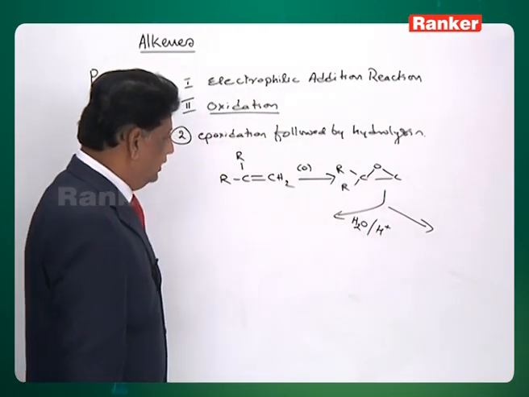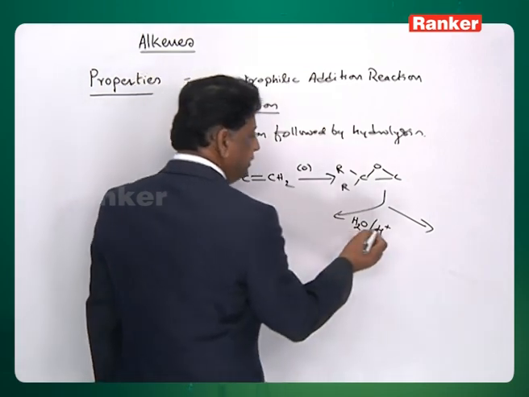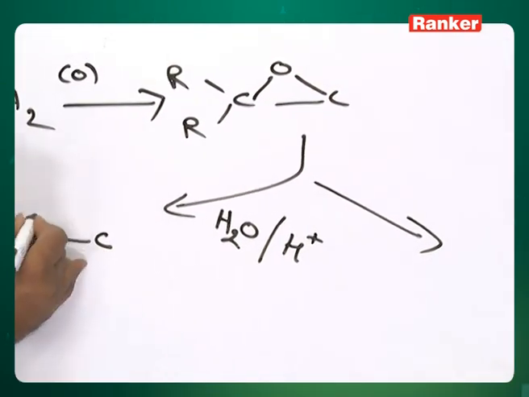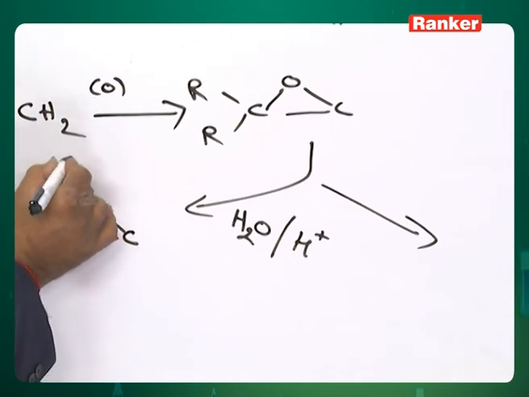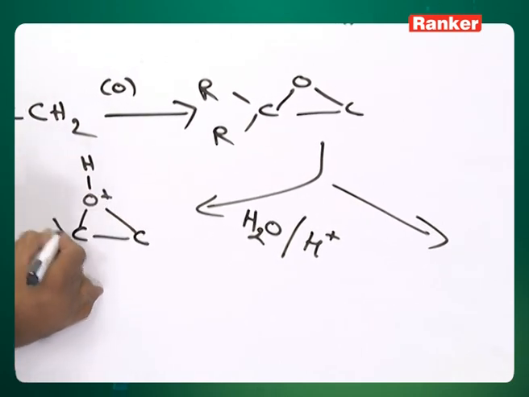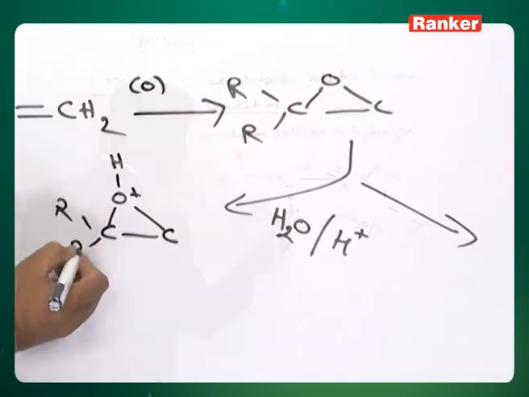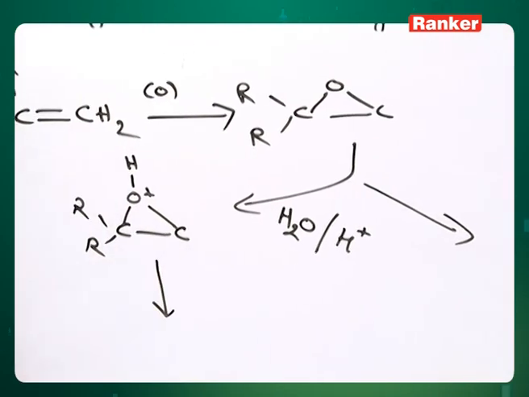Hydrolysis using the acidic medium. What does the mechanism mean here? The H plus attacks the O of the epoxide, and you get this. This is called what? Oxonium ion salt formation. Then it undergoes a breakage.